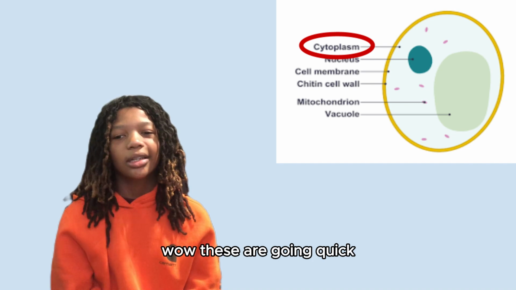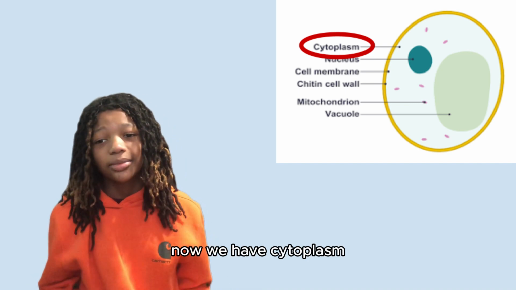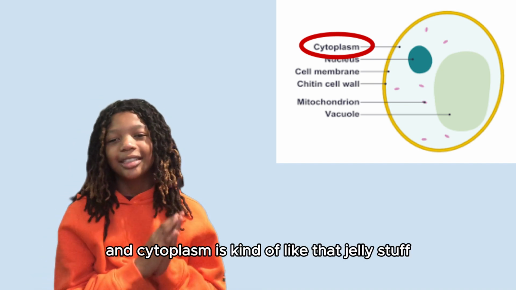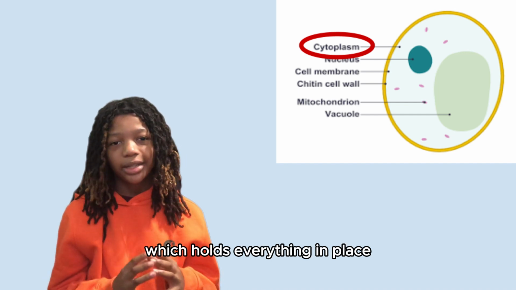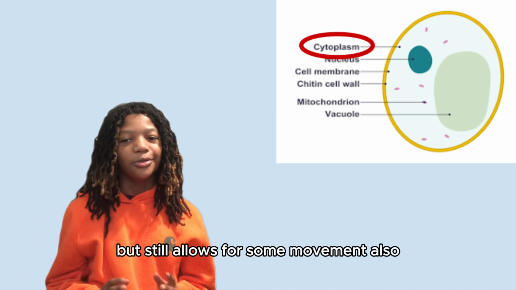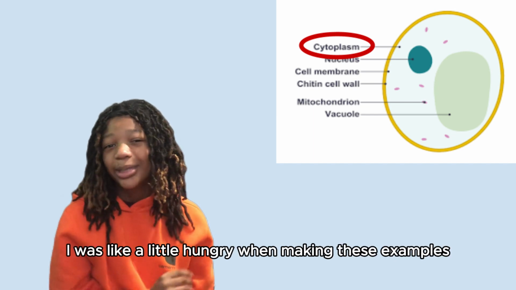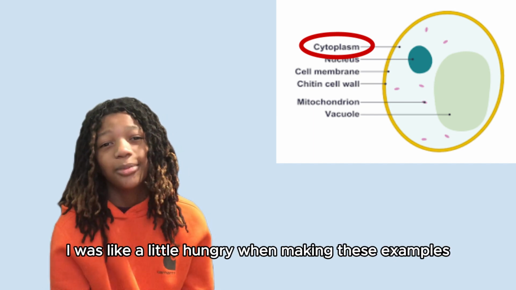Oh, these are going quick. Now we have cytoplasm, and cytoplasm is kind of like that jelly stuff, which is similar to the gelatin in a fruit cup, which holds everything in place but still allows for some movement. Also, I must admit, I was a little hungry when making these examples.